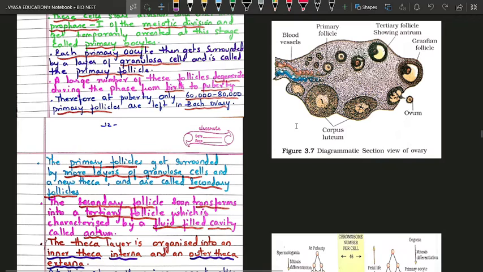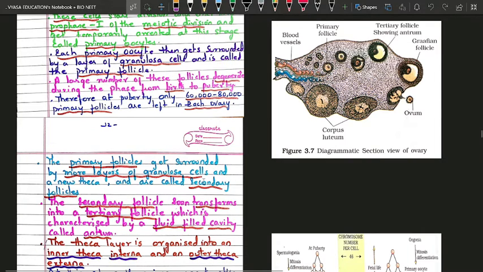The primary follicles get surrounded by more layers of granulosa cells. I mean to say the covering, whatever it is surrounded by, it is granulosa cells. See here also we have that, isn't it? The primary oocyte is surrounded by the granulosa cells. You must remember this. Granulosa cells are very, very important. And a new theca.